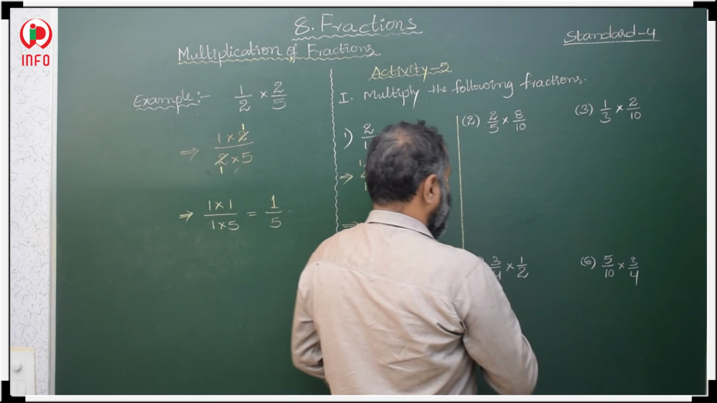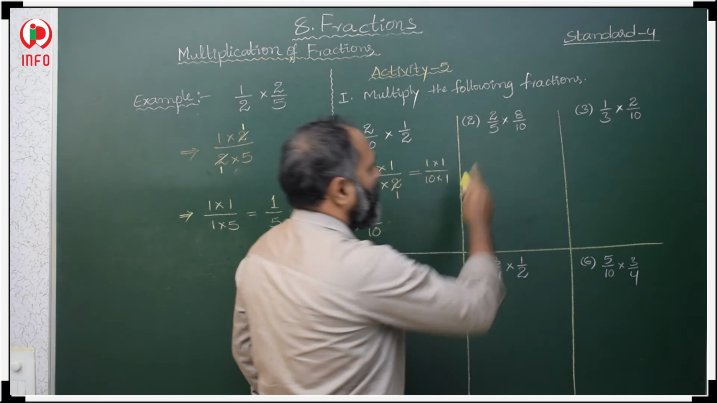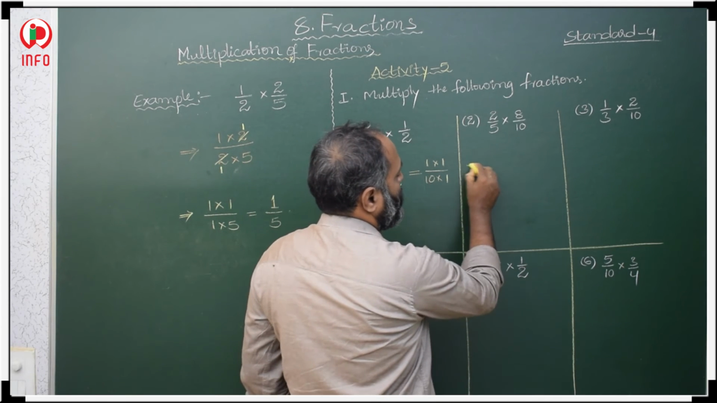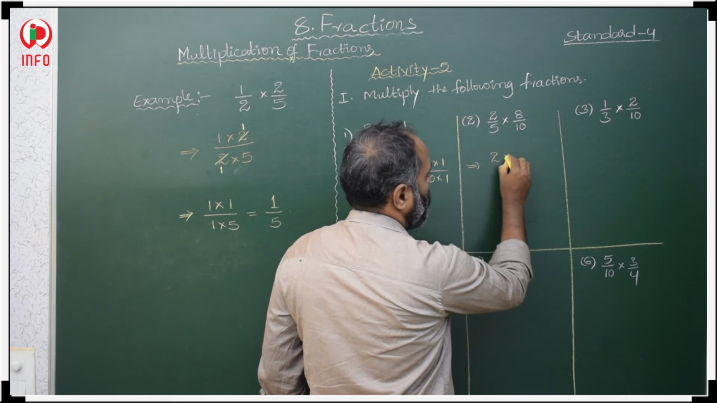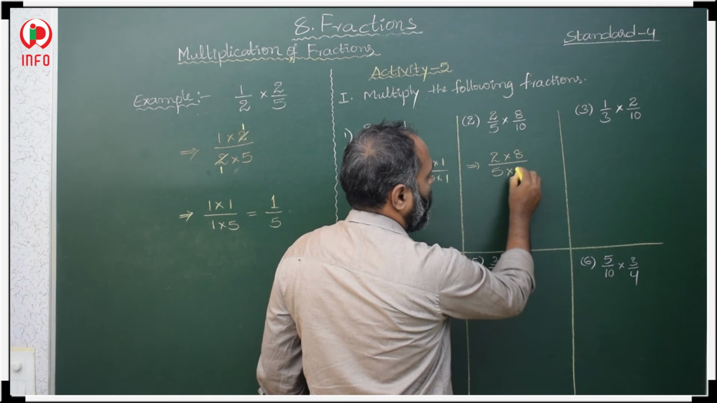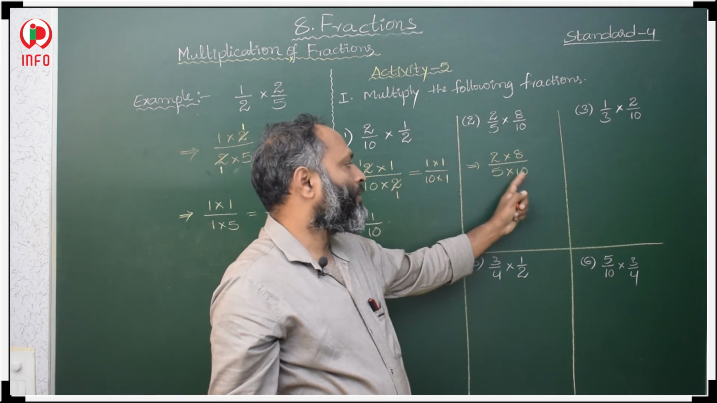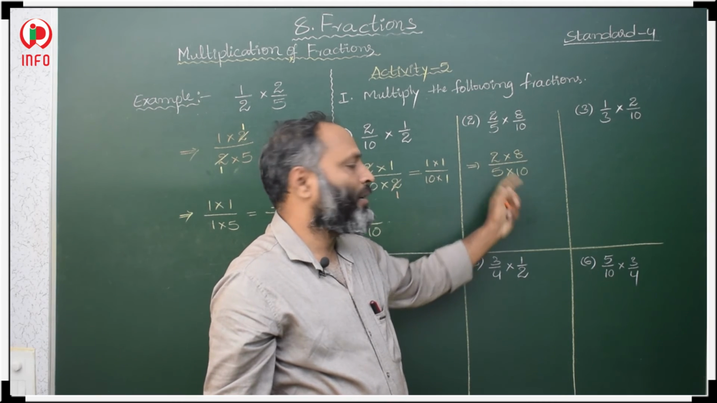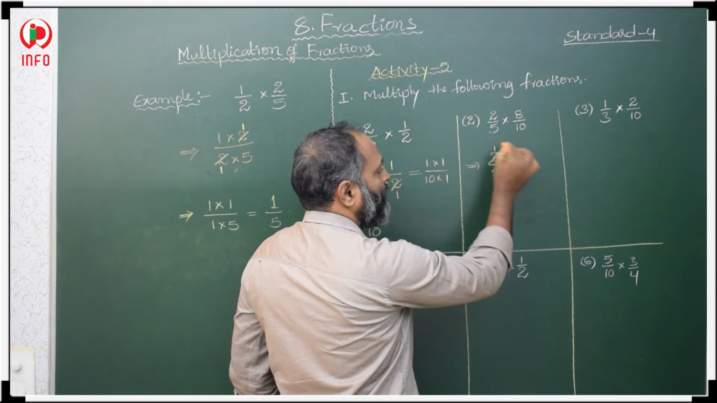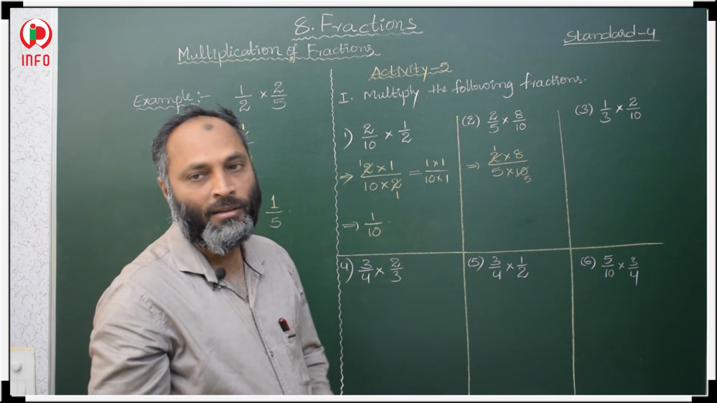Now the second fraction. Numerator with numerator we have to multiply, 2 into 8, by 5 into 10. Now these two have common factor 2. These two are even numbers, so we can divide with 2. 2 ones are 2, 2 fives are 10. Like this we have to cancel.